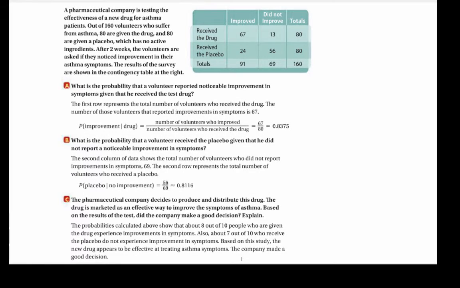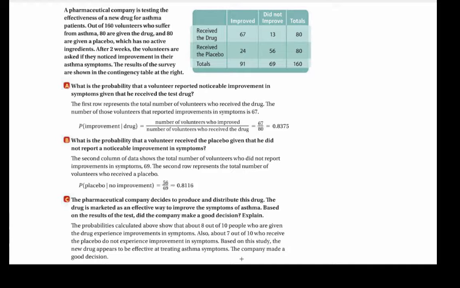Okay, so here we have an example. Got a table with some data here and some information. We have a pharmaceutical company testing the effectiveness of a new drug for asthma patients. Out of 160 volunteers who suffer from asthma, 80 are given the drug and 80 are given a placebo, which has no active ingredients. After 2 weeks, the volunteers are asked if they noticed improvement in their asthma symptoms. The results of the survey are shown in the contingency table at the right.